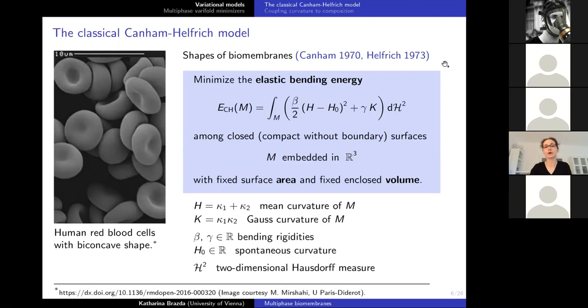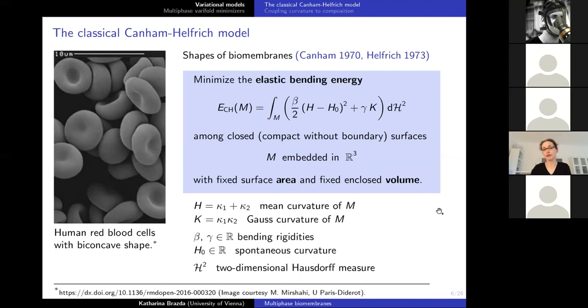Namely, according to this model, the shapes of biological membranes minimize the elastic bending energy, which is a quadratic curvature energy. You see here H, the mean curvature of the membrane, and K, the Gauss curvature. So we're doing extrinsic geometry in R3 here, and we describe the membranes as surfaces. The area of these surfaces is assumed to be fixed, because we have a fixed number of molecules that constitute the membrane, as well as the volume that is enclosed by the membrane. This is also fixed because of the osmotic pressure balance.